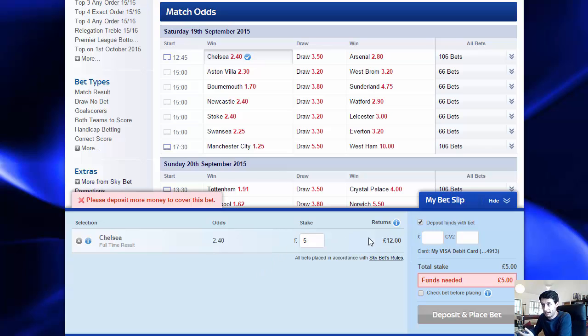So £5 for example, and then it tells you what your return will be. So it's just done 5 times 2.40, you get £12 back, and then you would just put deposit and place bet, or if you had funds in your account, you just place bet, and then that's all you need to do. Then you just wait for the match to take place, and if Chelsea were to win, you'd win £12. If Chelsea lost, you'd lose your £5 stake.